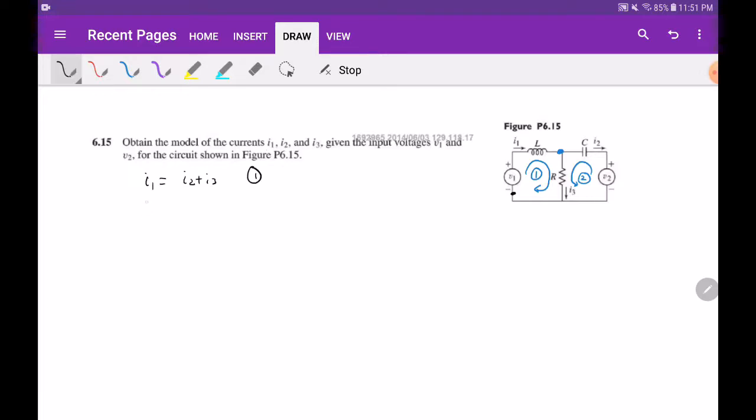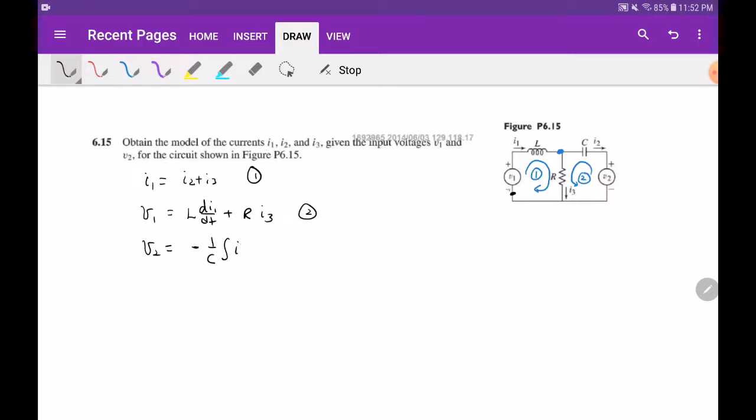Equation 2 is the loop law for loop 1. That will be V1, the voltage gain going from the negative terminal to the positive terminal, and then the loss is L dI1 dt plus R times I3. We have to make sure to use the correct current. This is equation number 2. And equation number 3 is V2 equals, you need a negative sign because your loop direction is in the opposite direction of the current for loop 2, over the capacitor.